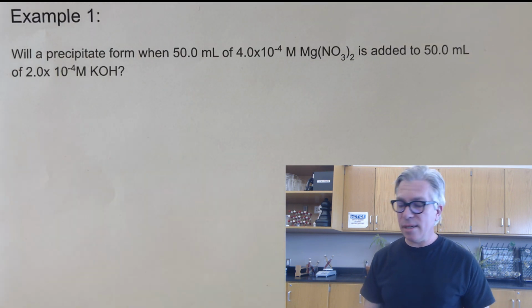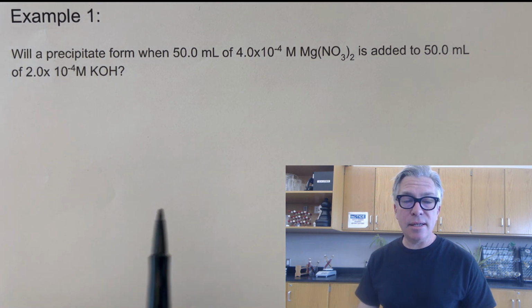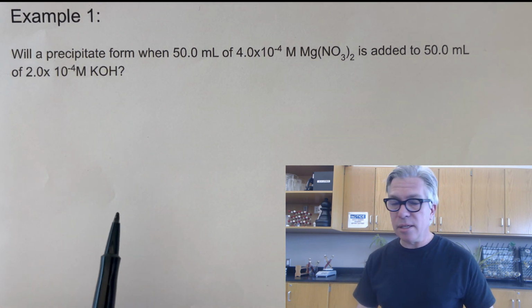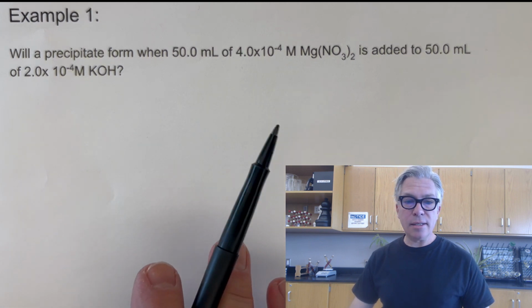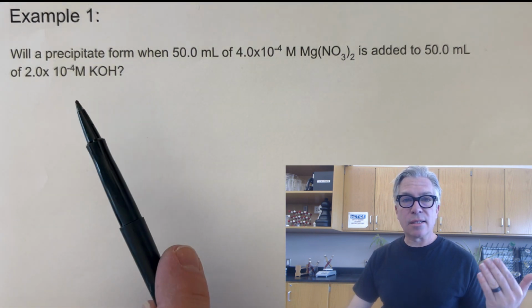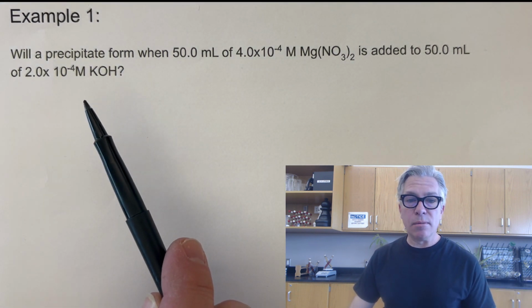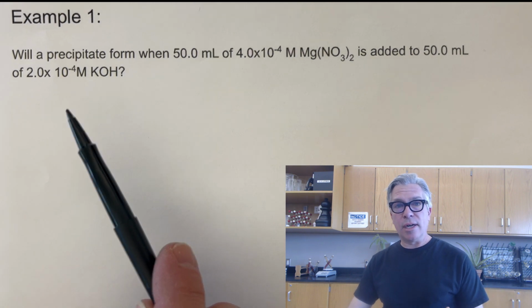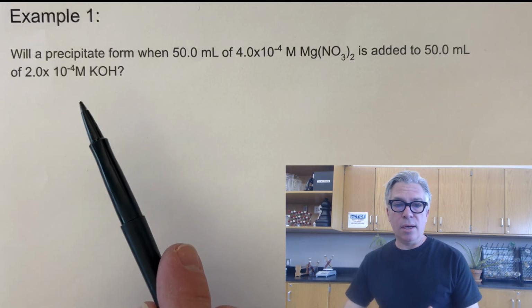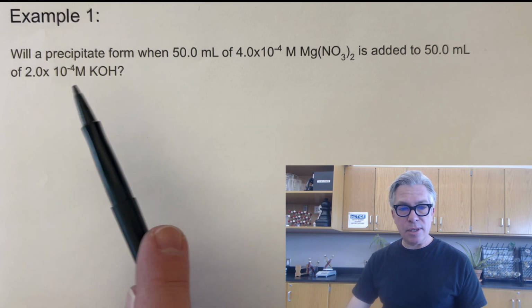Today, we're tackling a type of problem that you're likely to see if you're working with solubility equilibrium. It's a type of question that asks whether a precipitate will form if two dilute solutions are mixed together. So there's several steps to it. I've got an example here.